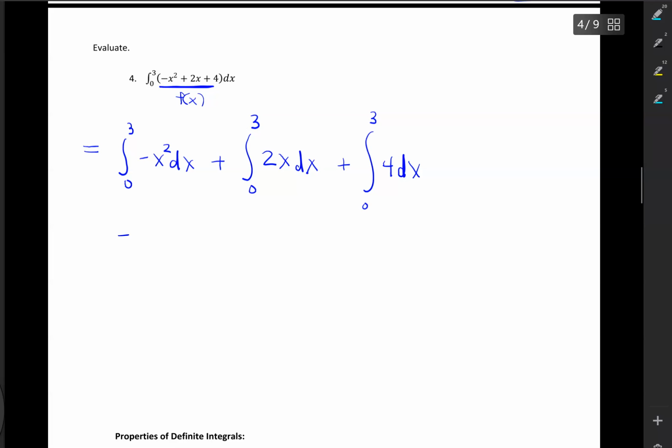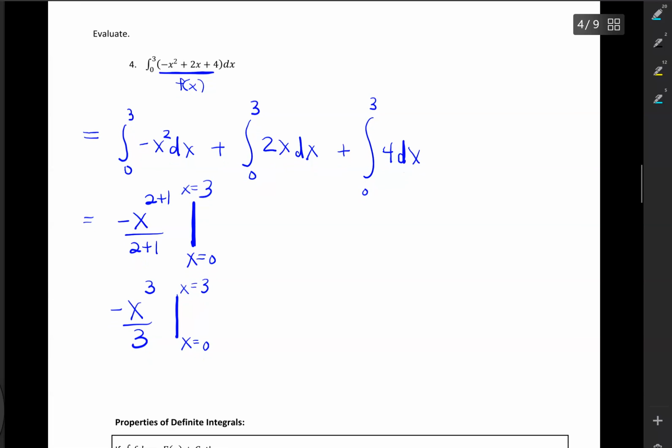So this one would be negative x to the 2 plus 1 over 2 plus 1. And again, you do not write the plus c because we're going to go over a specific region. Okay, so that's going to be a negative x to the 3rd over 3 between these numbers. So let's go ahead and do that one.